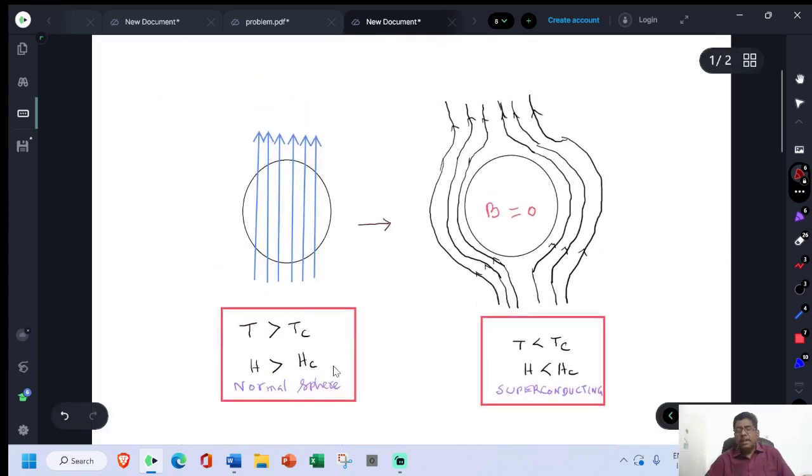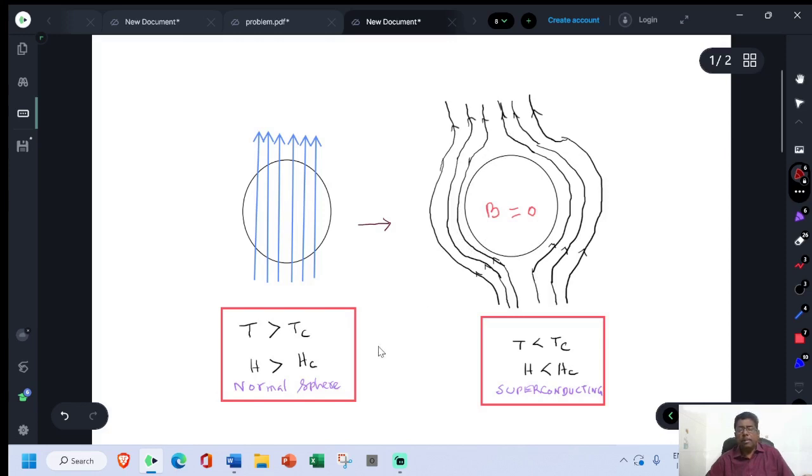Meissner placed a superconducting material in a magnetic field and maintained the magnetic field strength lesser than the critical field, and the temperature of the specimen also lesser than the critical value. At that moment, he observed that the magnetic field lines are expelled from the interior of the specimen. This means that the magnetic field lines are deviated from the interior of the specimen. Therefore, the specimen is maintaining its superconducting property.